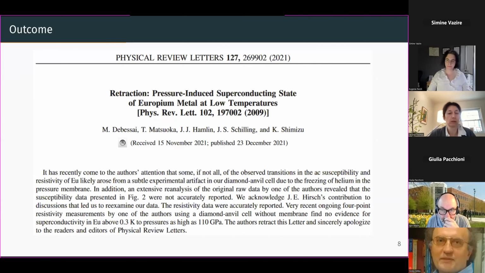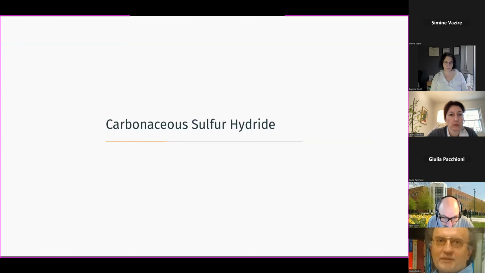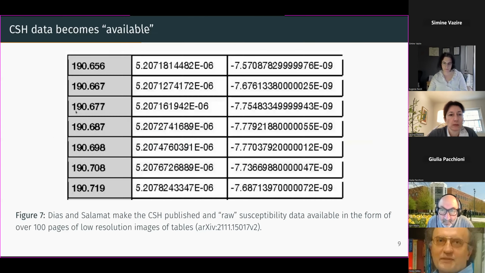Retractions, it's hard to not feel anxiety that the retraction is going to affect your reputation. But I think being open and honest about what actually happened in this case is the best that I can do. So let me now move on to carbonaceous sulfur hydride.